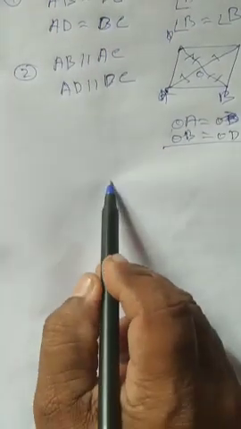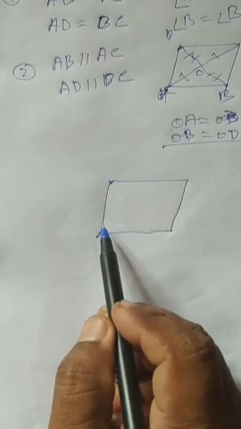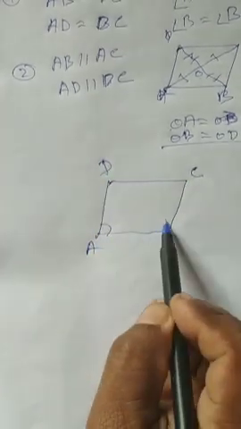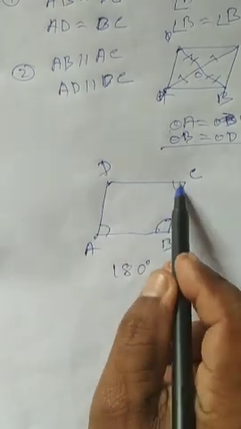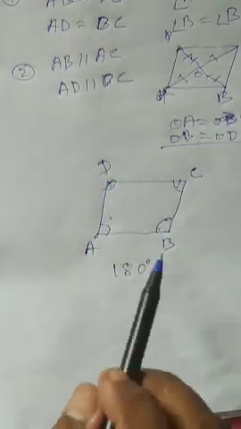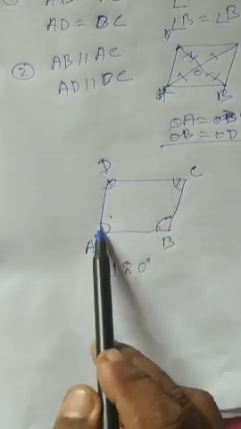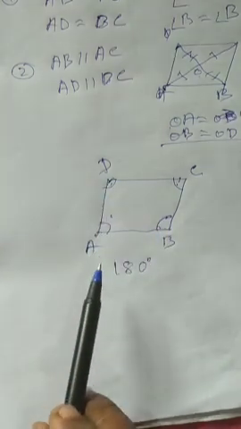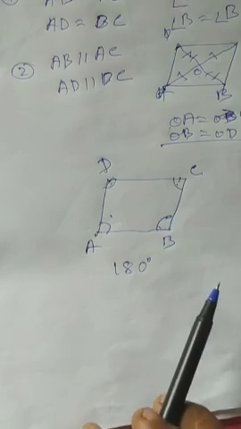Another very important condition, the sixth condition, is that if the sum of the measures of two adjacent angles, if this plus this equals 180 degrees, that is supplementary, or this plus this equals 180 degrees. These are called adjacent angles. A and B are adjacent, A and C are not adjacent. A and D are adjacent, D and B are not adjacent. If the sum of two adjacent angles is 180 degrees, or supplementary, then the quadrilateral is said to be a parallelogram.